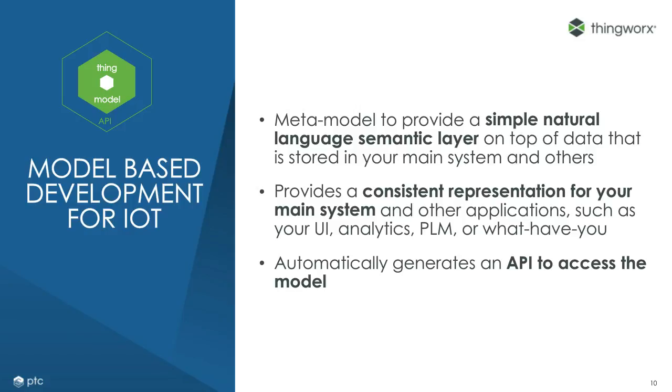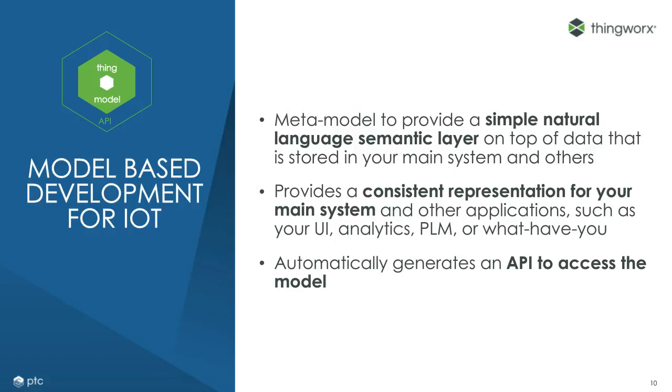Next, the model should provide a consistent representation of the underlying information for your main system, as well as other tools of which you're taking advantage, and enable them to work together seamlessly, leveraging the power of the model. For example, the model could include everything about an asset, from its CAD and PLM data, to manufacturing information, to its service state. And these could all be represented and consumed in an application through the model.